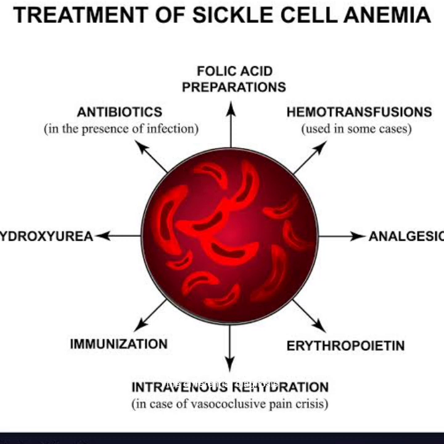The differential diagnosis of sickle cell anemia includes other types of anemia, such as iron deficiency anemia and thalassemia. It is important to differentiate between these conditions as treatment approaches can differ significantly.